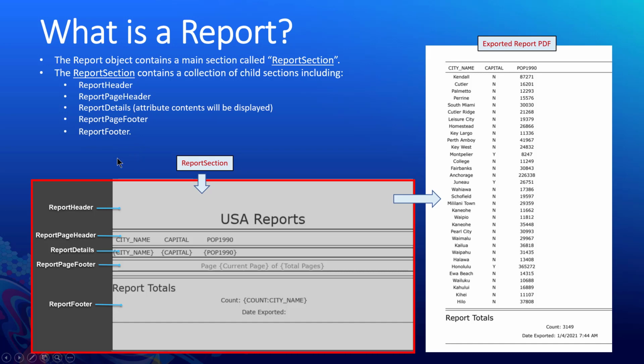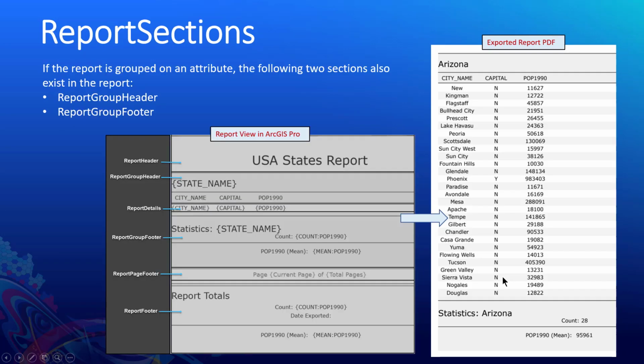The report object can be displayed as a PDF as shown here in the screenshot. If a report is grouped on an attribute, the following two sections also exist: the report group header and the group footer. Here is an example of a grouped report. Notice how on the PDF on the right, the data for the cities is grouped by the state name.